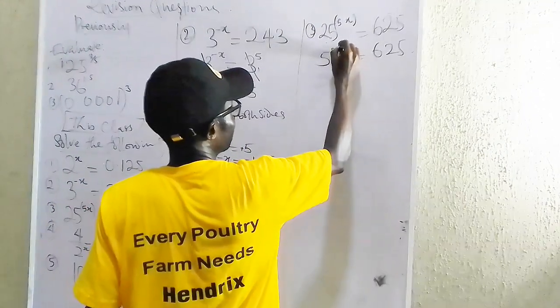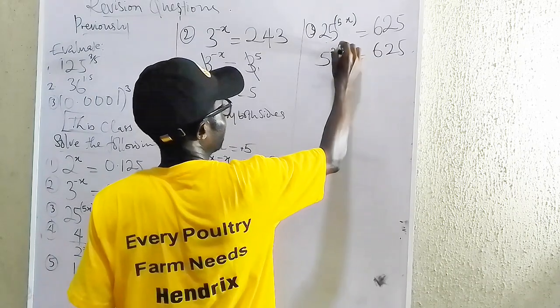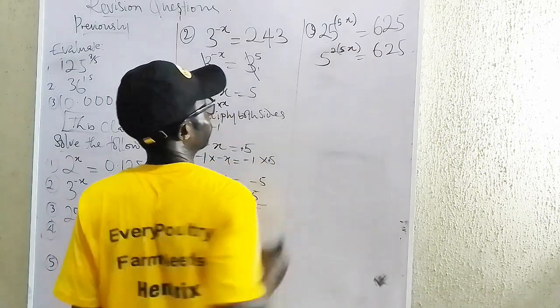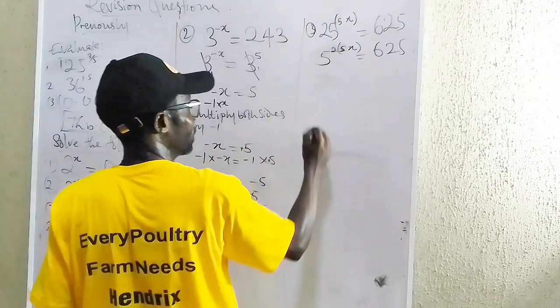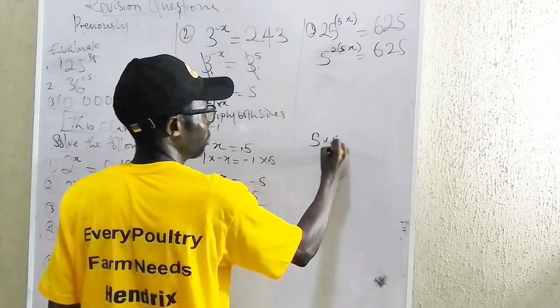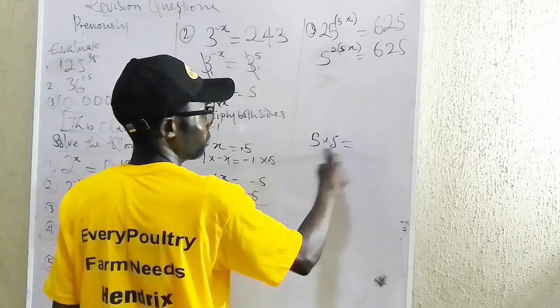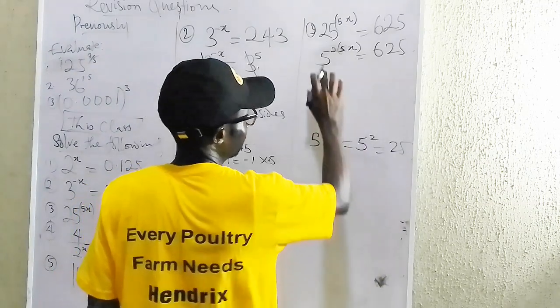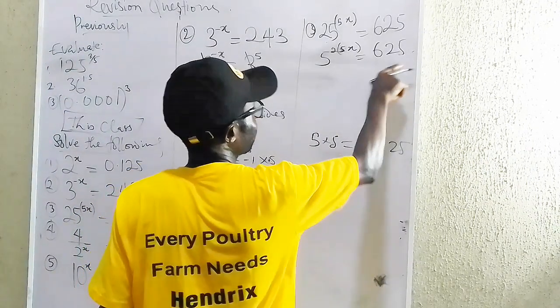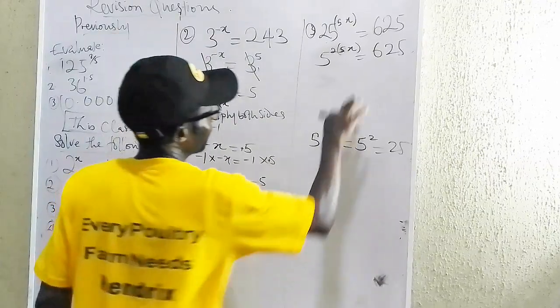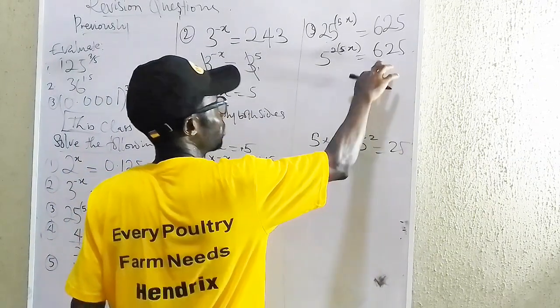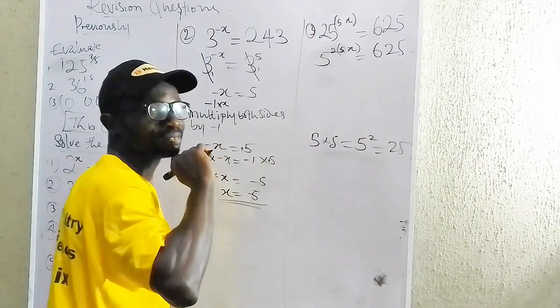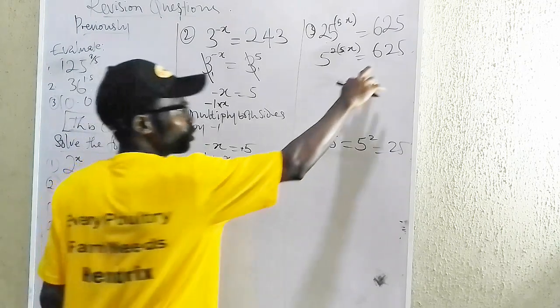Now here still remains 5x. So 25 is the same thing as 5 times 5. So how many 5s do we have here? It is 5 raised to the power of 2, which is also 25. So this is done. Now this gives us a clue that this is going to also be 5 raised to the power of something.